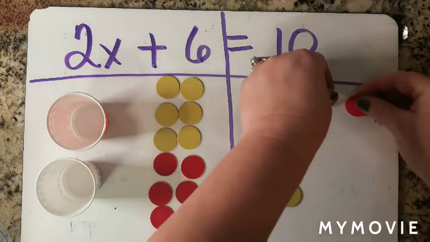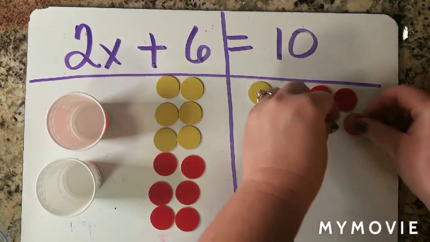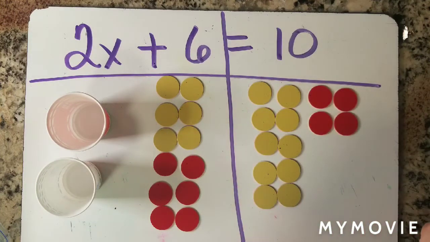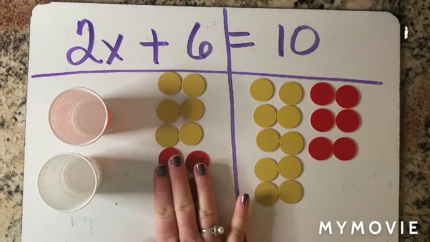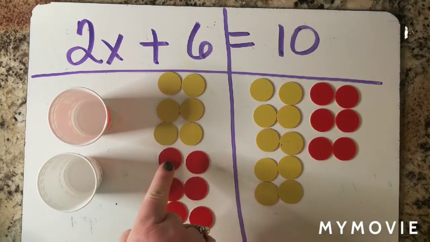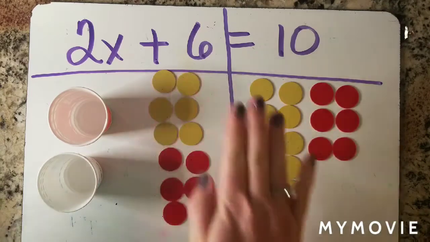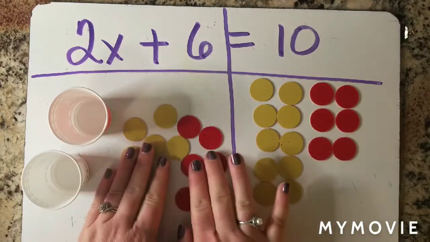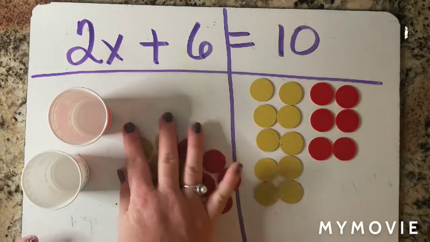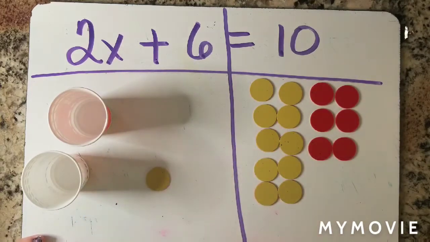So I have 2, 4, 6. Okay, so we know how that additive inverse works. A yellow and a red make a negative. So I have positive 6 and negative 6. So I have a match to each of these, so they completely go away.